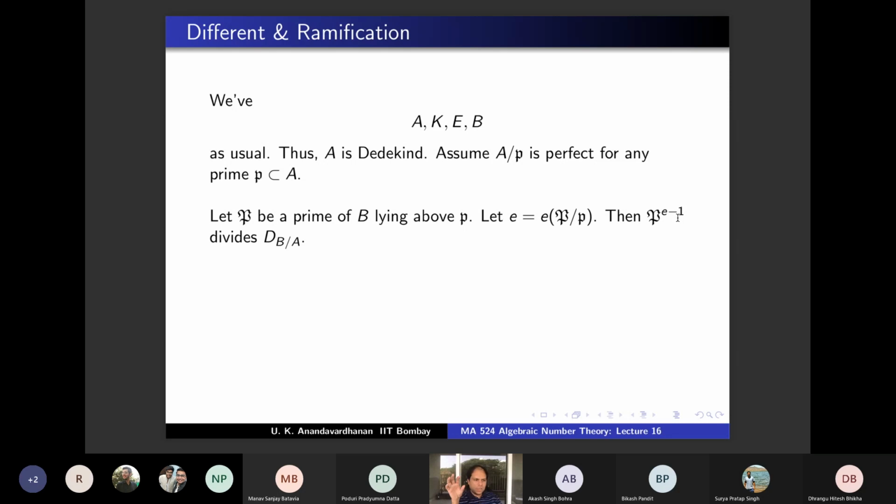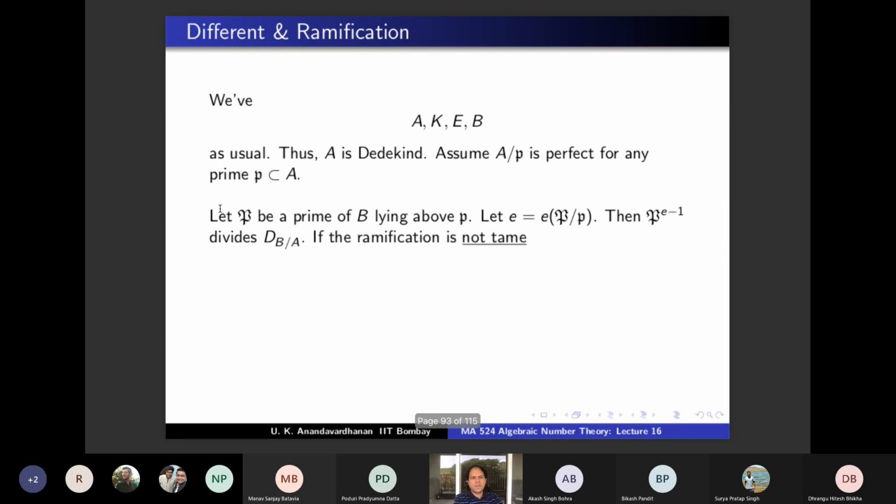Suppose you have a method of computing the different, and if you can compute the different and factorize it, then if the ramification index of P is e, the power of P coming in this factorization of the different is at least e minus 1.